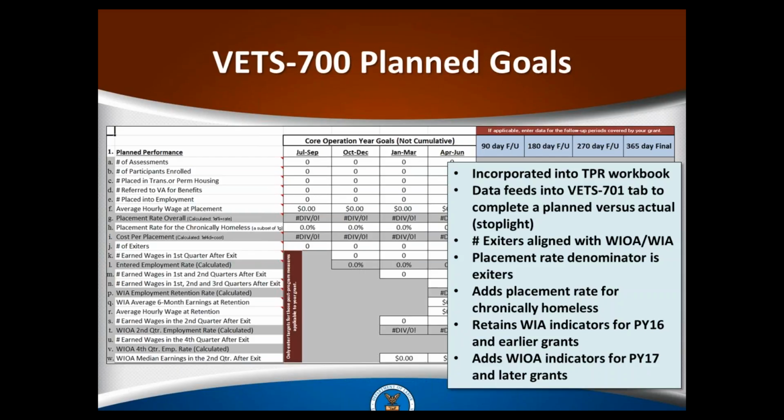So here's a snapshot or a picture of the VETS 700 plan goals chart. You'll see that I can't see the whole thing there.